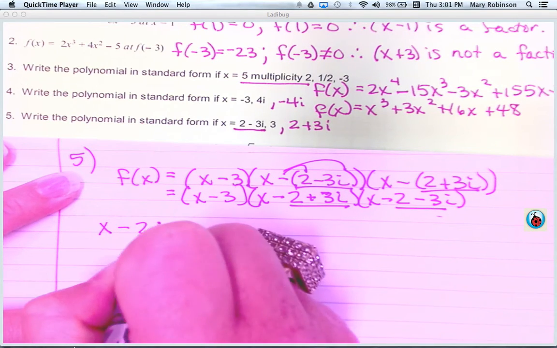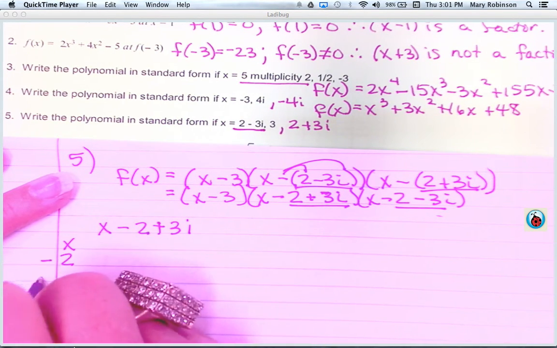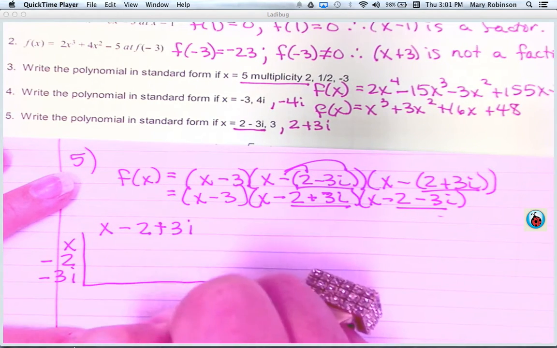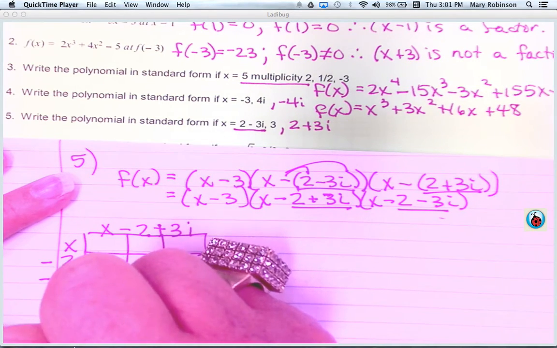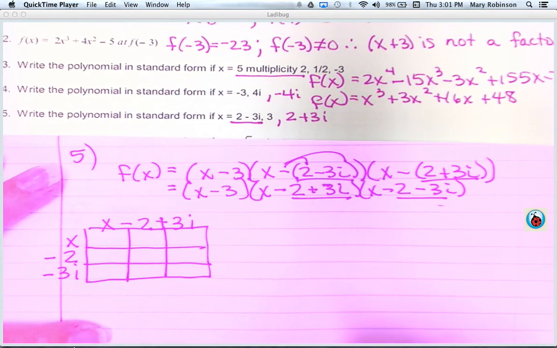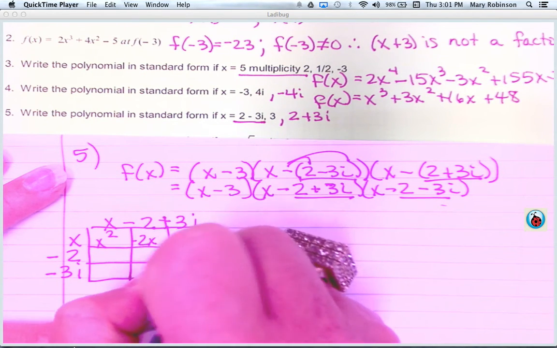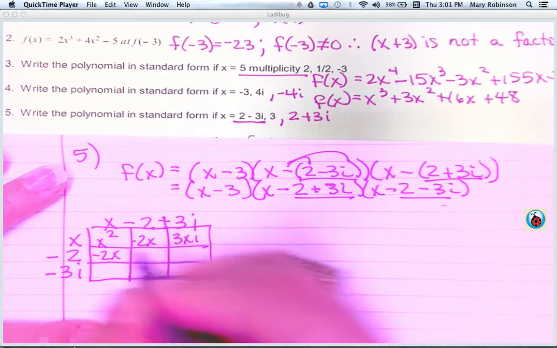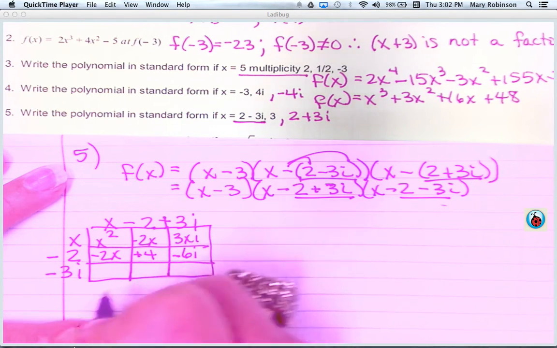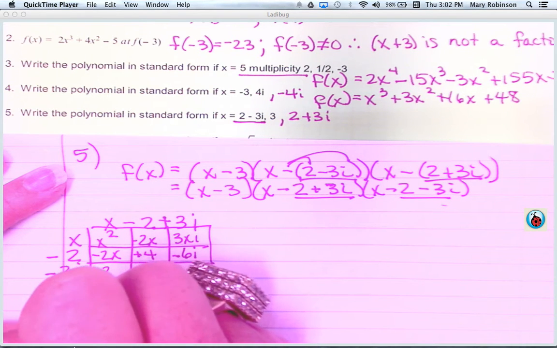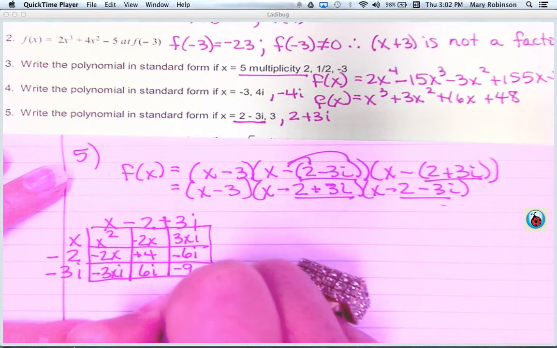If you've figured out by now which ones are going to cancel out and which ones you don't need to multiply, then by all means that's awesome. But I'll do this for the sake of those that need to see it. So when we multiply these terms, we get x squared minus 2x, 3xi, minus 2x, plus 4, minus 6i, minus 3xi, positive 6i, and minus 9i squared.